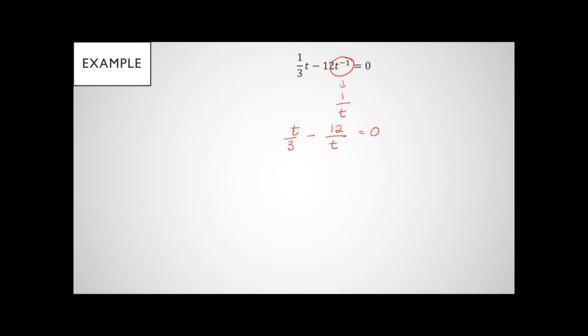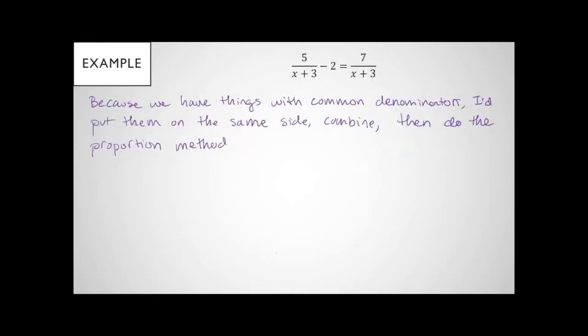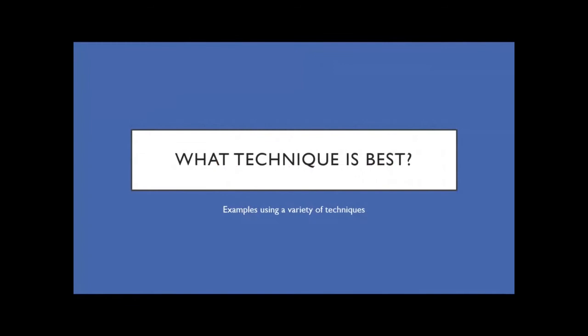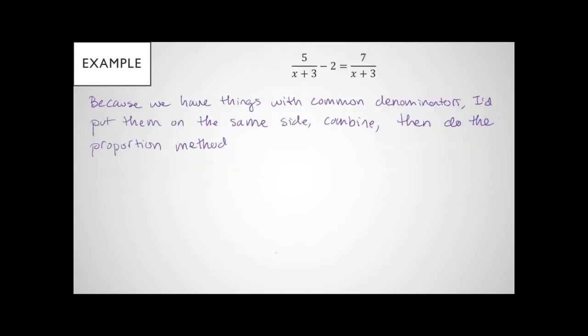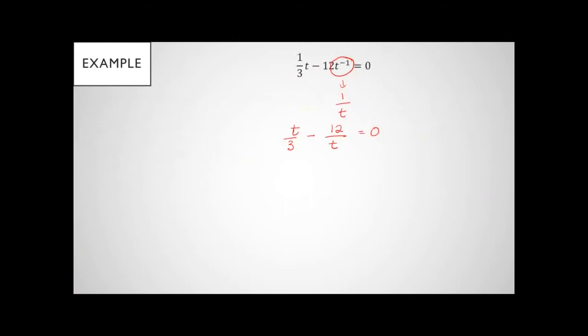Let me see if I can find it. I have to go back. This one, whoops, too far. This one where you had one side equal to 0, so you want to just multiply both sides by the common denominator. Just the same advice. Oops, here. One side is equal to 0, so multiply both sides by the common denominator. It will be quicker.